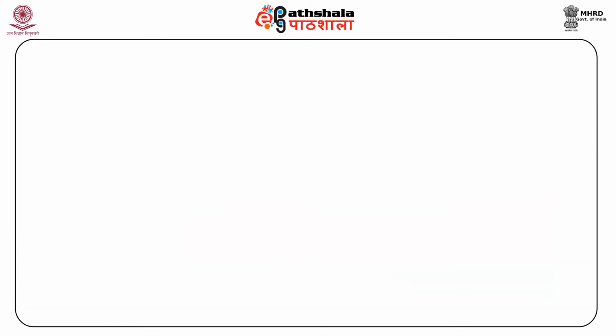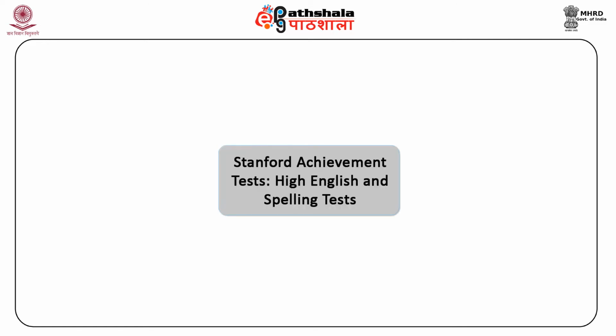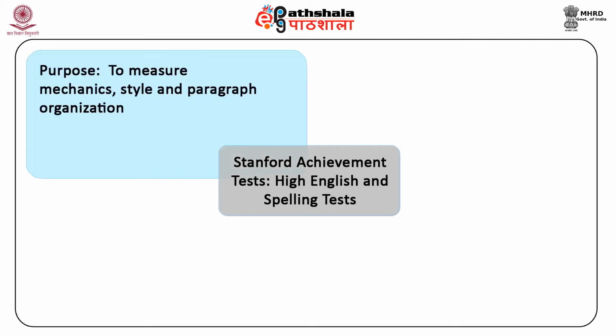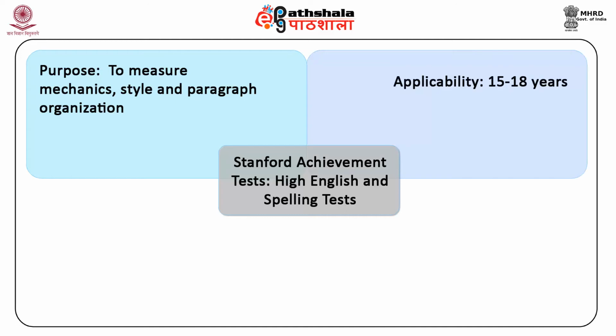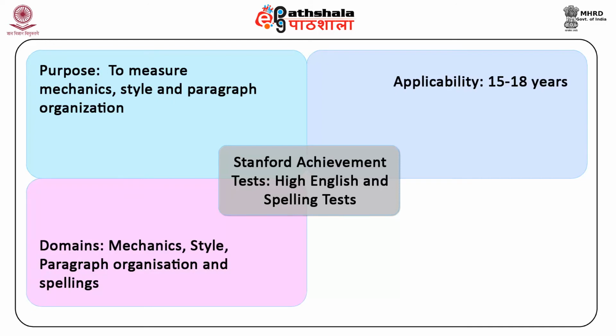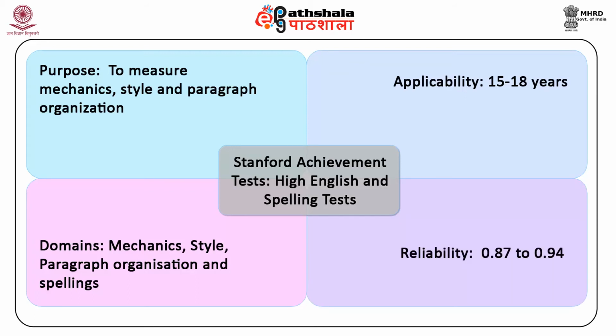Some of the standardized tests of achievement in specific subject areas are the Stanford Achievement Test, and the High School English and Spelling Test by Eric F. Gardner, Jack C. Merwin, Robert Callis, and Richard Maiden. The purpose is to measure mechanics, style, and paragraph organization. Applicability is from 15 to 18 years of age. Domains that it covers are mechanics, style, paragraph organization, and spelling. Reliability ranges from 0.87 to 0.94.